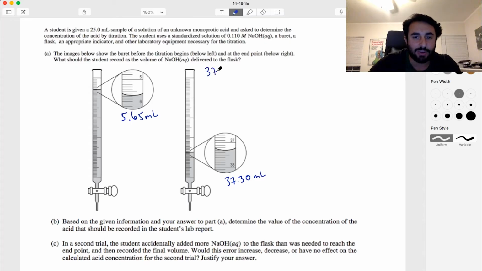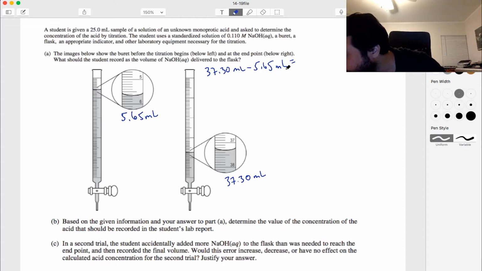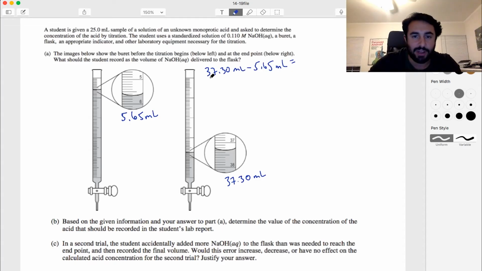So how much of the base was delivered to the flask? We can say 37.30 milliliters minus 5.65 milliliters equals 31.65. Let's put that down here. 31.65 milliliters. That is the amount of base that was delivered, and that is the data we're going to use here. So based on the given information and your answer in part A, determine the value of the concentration of the acid that should be recorded in the lab report.